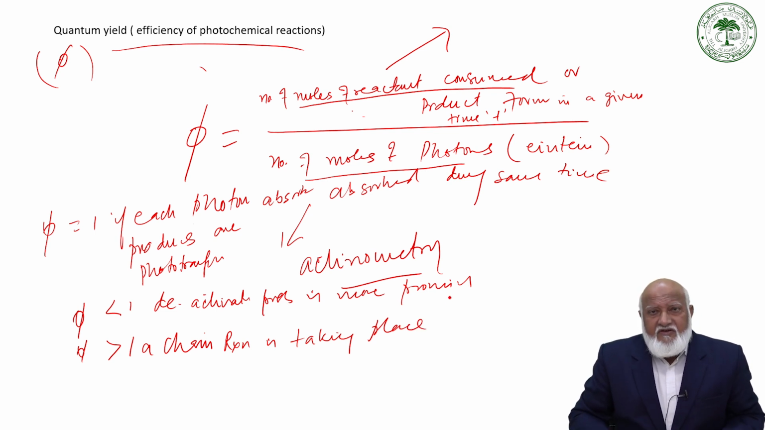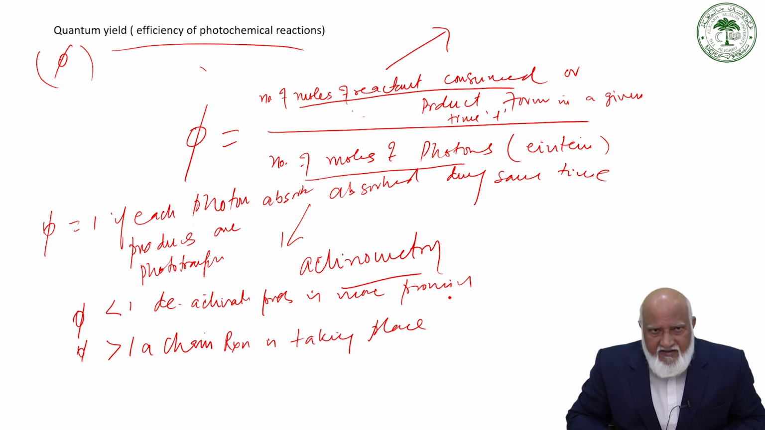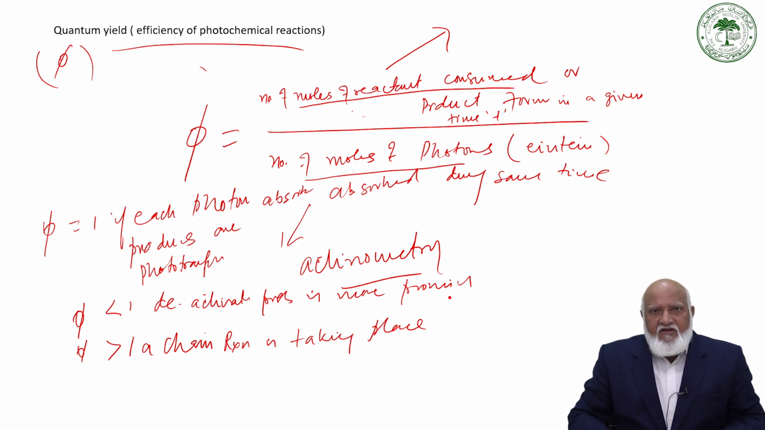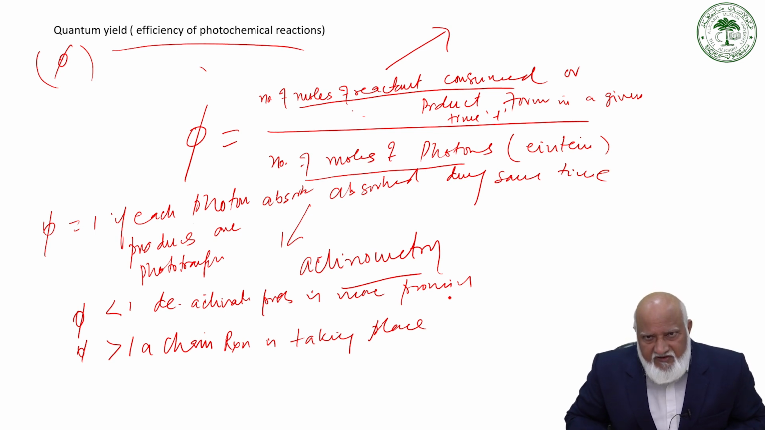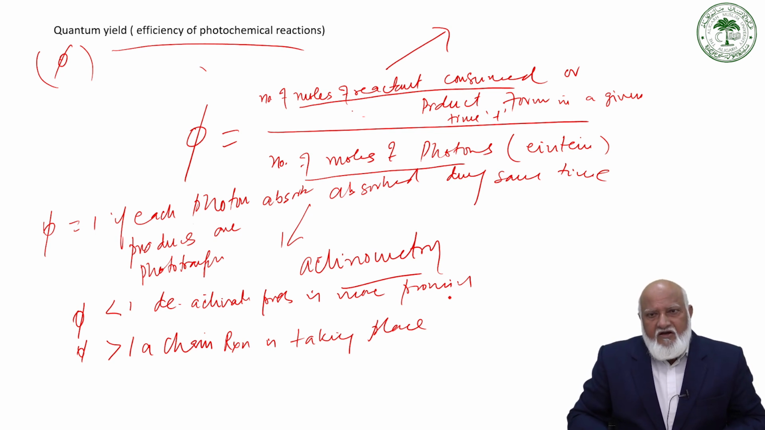Whenever we do a reaction, whether it is a catalytic reaction or photochemical reaction, we always talk about the yield of the product, and in terms of photochemical reaction, we call it a quantum yield. Quantum yield can be defined as the number of reactant consumed or product formed in a given time t divided by number of moles of photon in terms of Einstein during the same time.